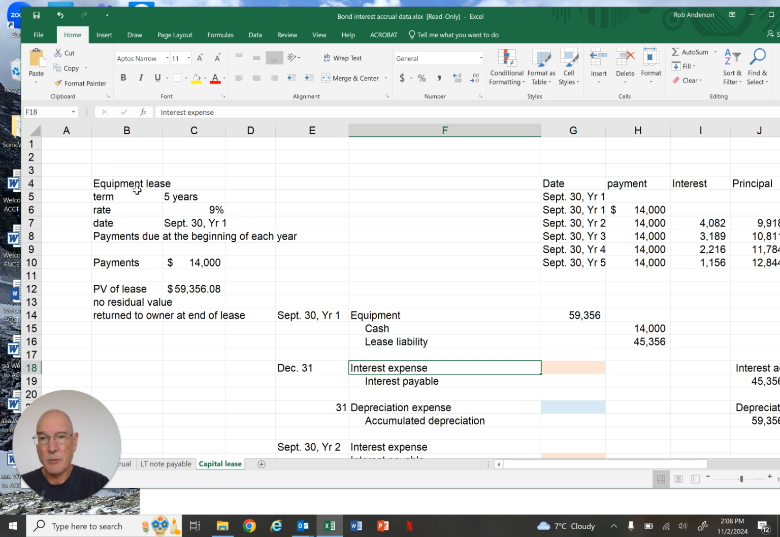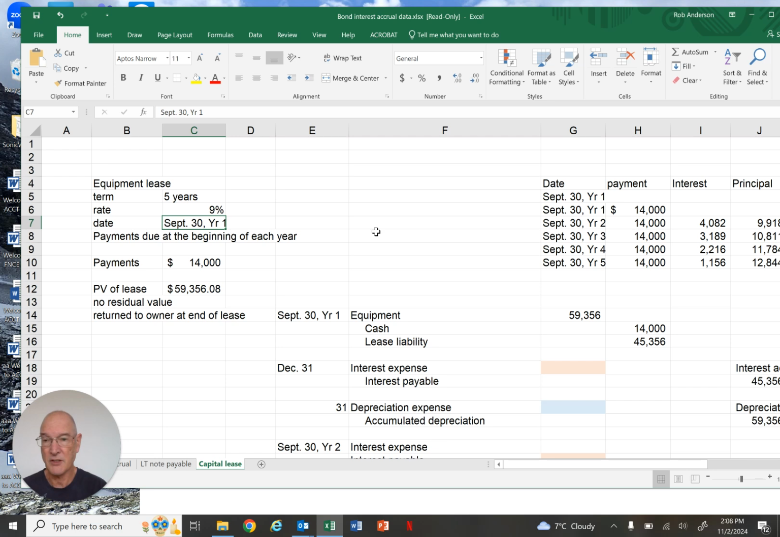So here's our example. We have a lease of equipment. It's going to be a 5-year lease, and the rate is 9%. Here's the date of our lease, September 30, year 1. Typically with leases, the payments are due at the beginning of each year. If you got a financial calculator and you want to calculate the present value of a lease, you need to set your calculator to what's called begin, usually a second function and a begin key. That means the first payment is day 1.